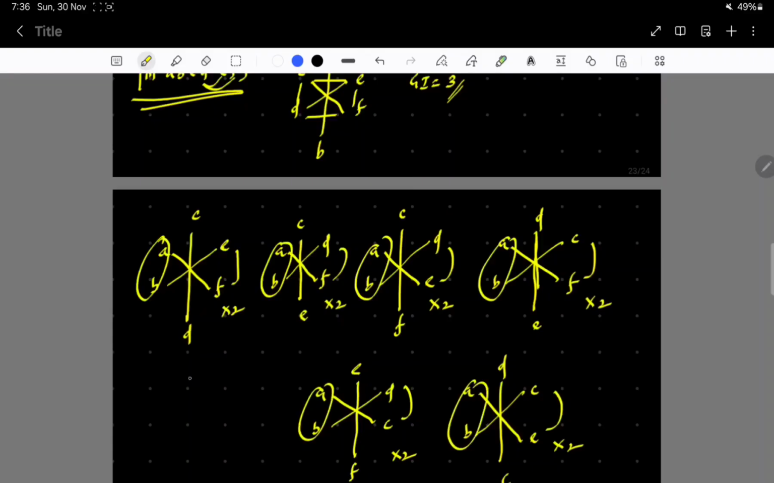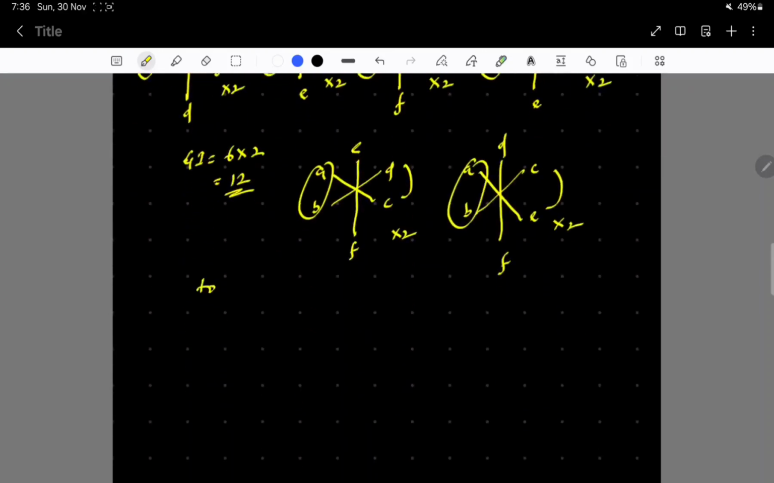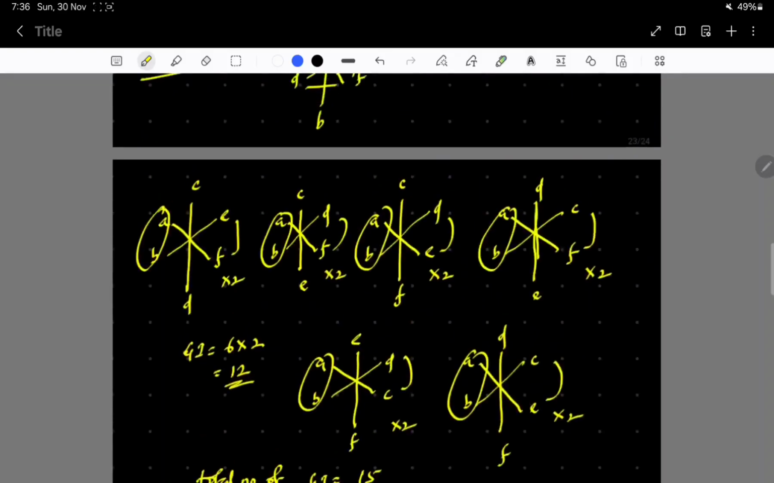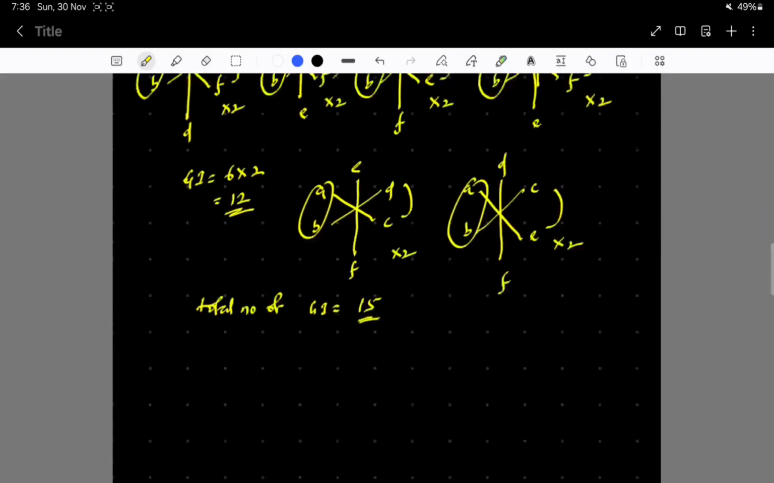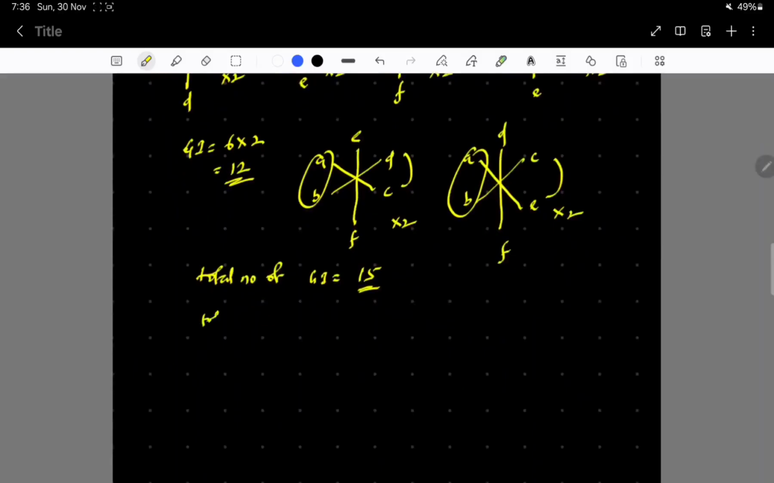Now from these, the possible number of geometrical isomers is 6 into 2, that is 12 geometrical isomers, right? So the total number of geometrical isomers is 15. Every isomer has no plane of symmetry, so each is optically active. Therefore, the total number of optical isomers is 15 into 2, because we get the mirror image. So that is 30, right?